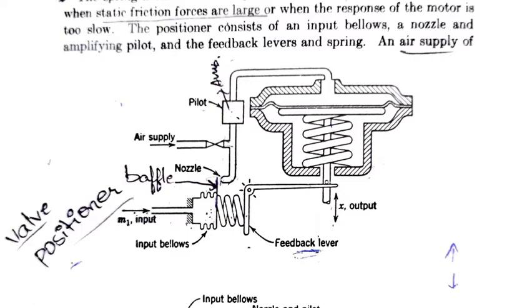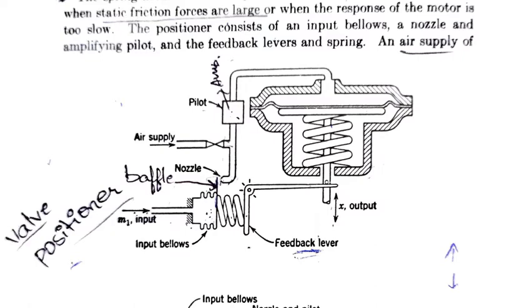Here the operational procedure is the same principle. Whenever you supply the input pressure from here, what happens to the bellow? The bellow will expand towards the left. The lever of that bellow is connected to the flapper nozzle mechanism. You can observe here that the bellow end is connected to the flapper, also called the baffle, and this is the nozzle.